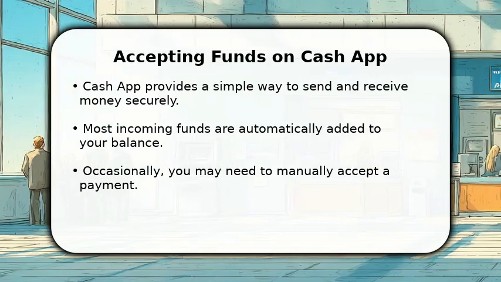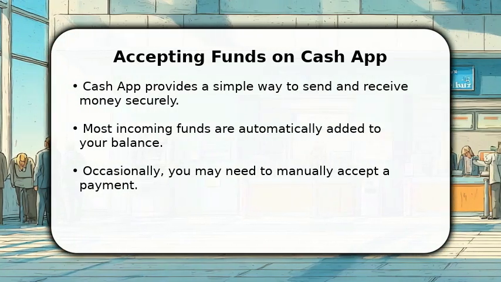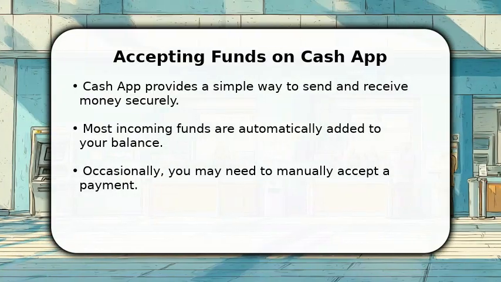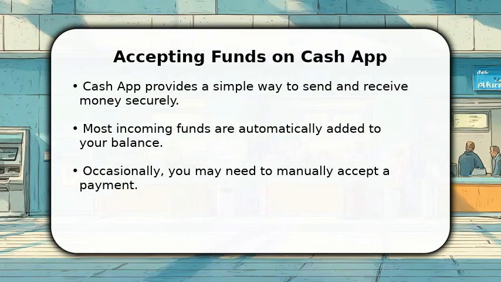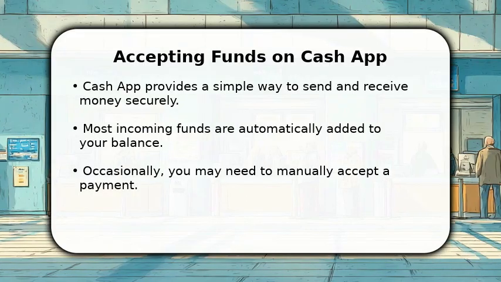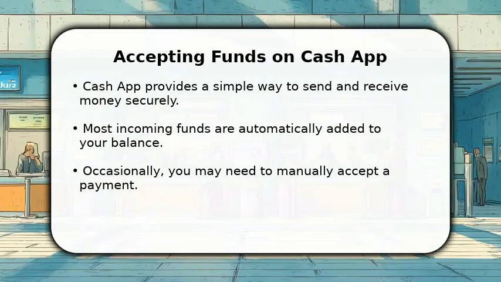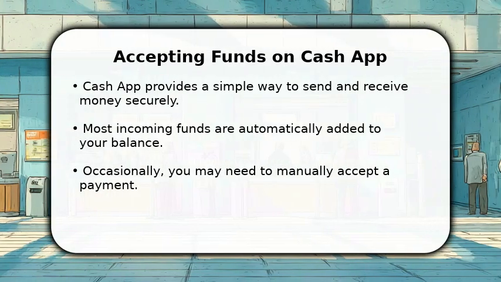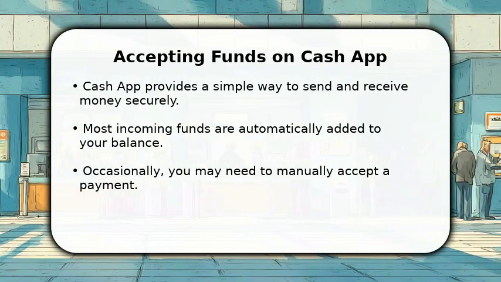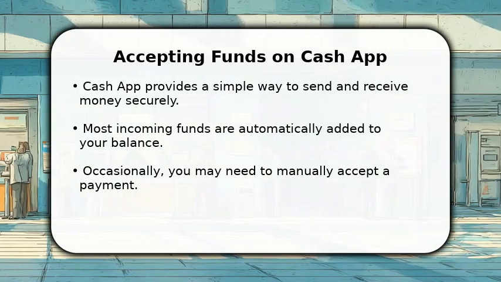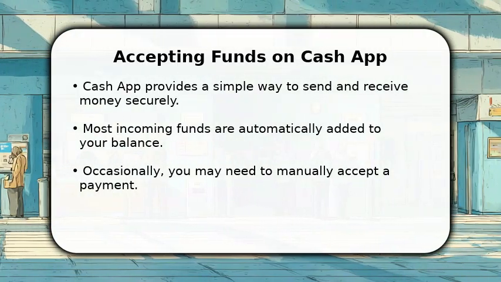Enjoy the video. In this video, I will explain how to accept $5 on Cash App. First, open the Cash App on your mobile device. Ensure you are logged into your correct account, as payments are linked to your unique cash tag and security. You will then see your home screen with various options for managing funds. This is your starting point for reviewing all incoming and outgoing transactions.